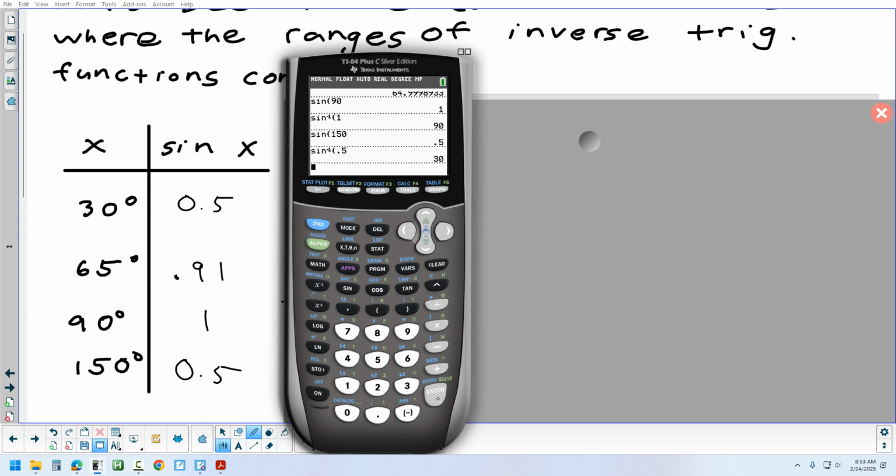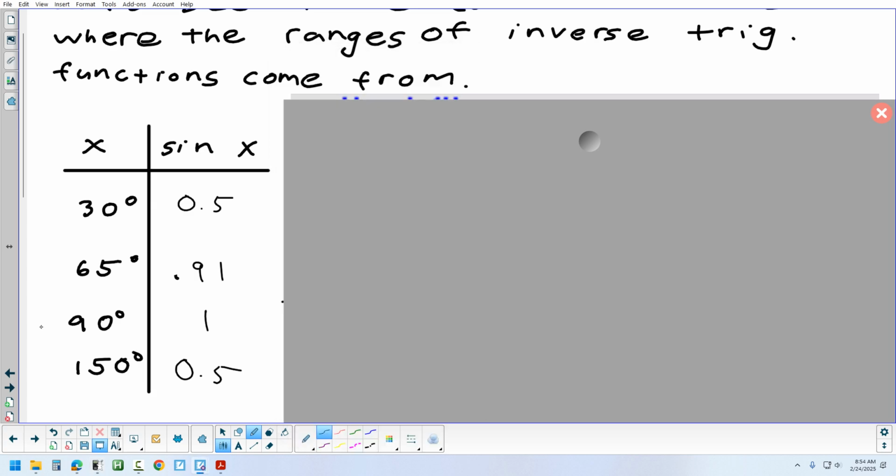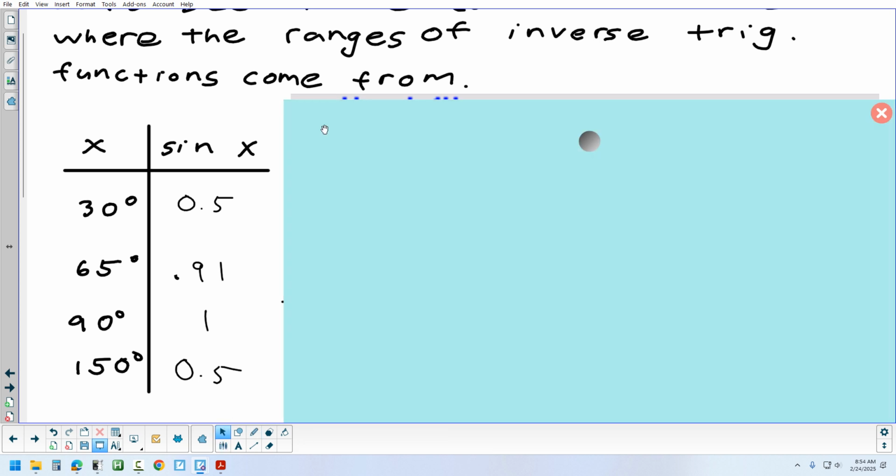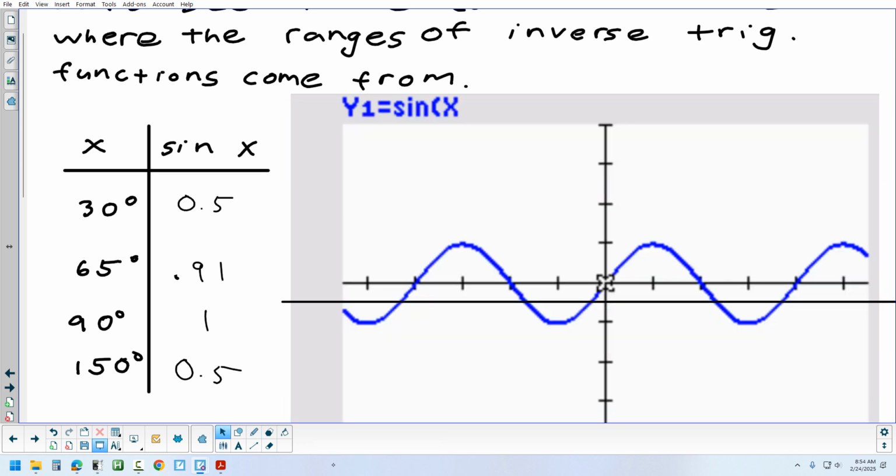Why didn't we get the 150? Okay, it's not that the 150 is wrong when we do inverse sine. It's just that when you do inverse trig, you have to get a single answer. Right? So we got to come up with a way to agree on what we're going to use. Okay, so let's take a look at that picture. There's a picture of what sine looks like. We haven't studied the graph of sine too much yet, but it looks like a wave.